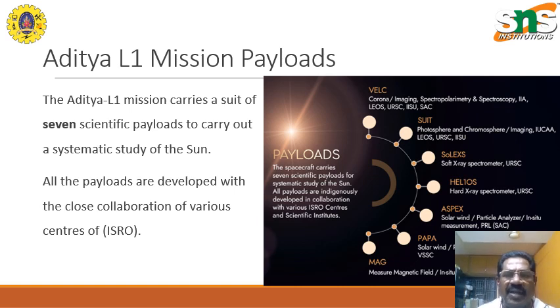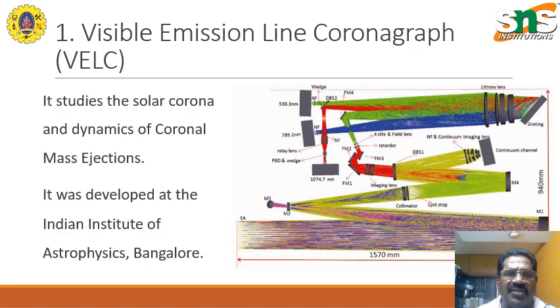Aditya L1 mission payloads are seven. All of us know that there are around seven payloads, and we have listed them down here. They have been developed by various institutions inside the country with the collaboration of ISRO. The first one is the Visible Emission Line Coronagraph, or VELC. It studies the solar corona and the dynamics of coronal mass ejections. It was developed at the Indian Institute of Astrophysics in Bangalore.